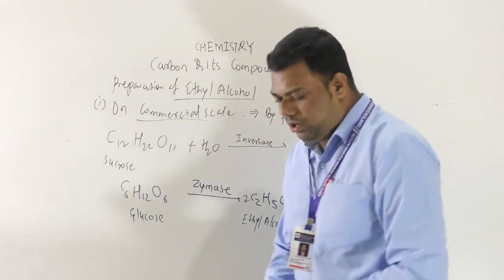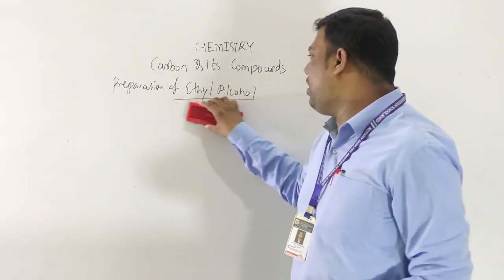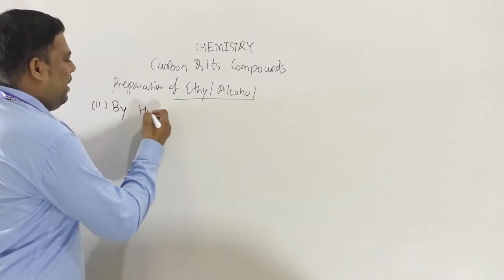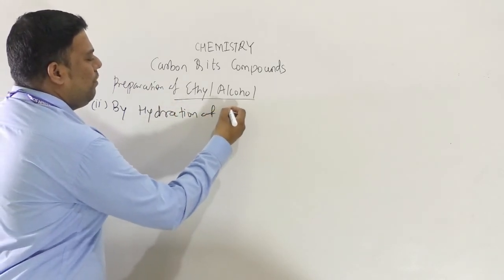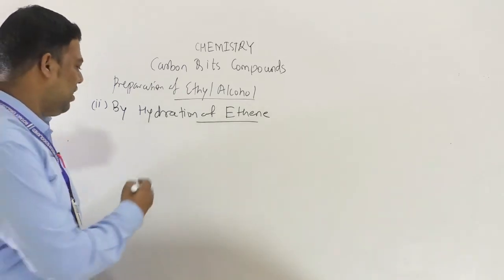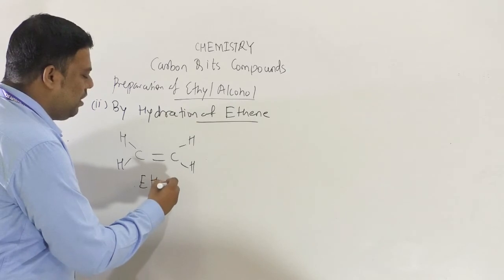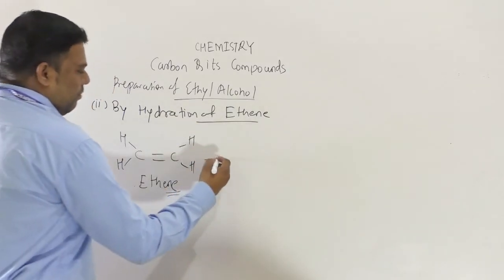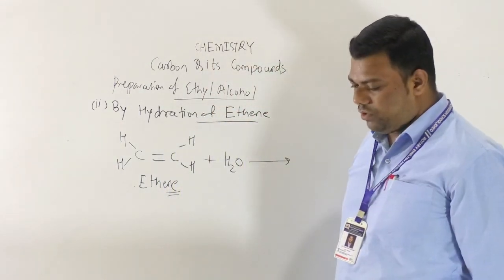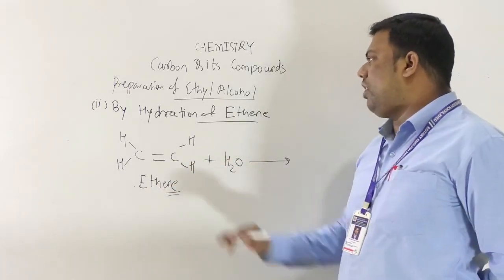Next we will see the second preparation of ethanol, by hydration of ethene. Hydration means addition of water to ethene. Ethene is a compound containing a double bond, ene meaning double bond, plus H2O. So what will happen here on hydration of ethene? You will get what?